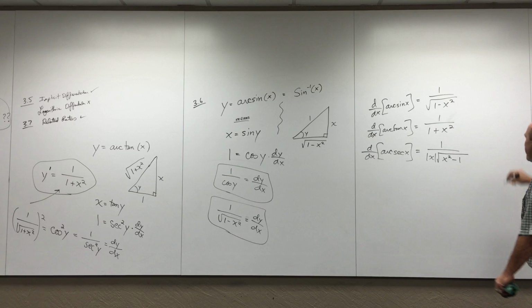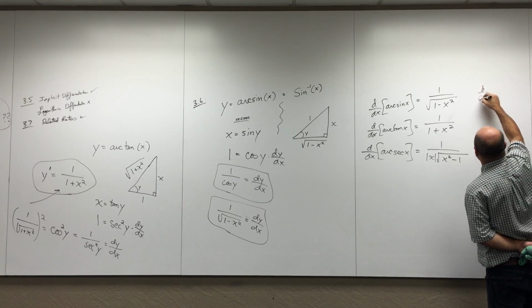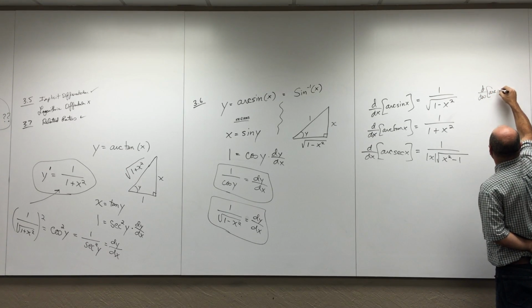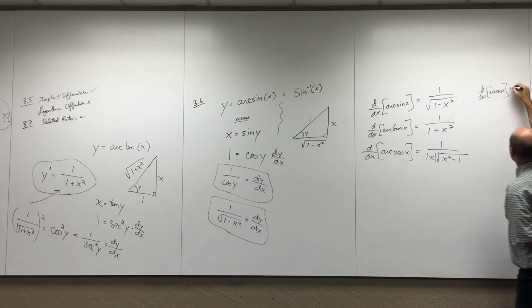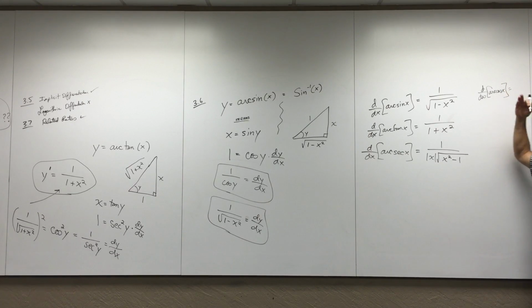So, do I have to write them all down? Maybe I should. I mean, you don't have to do this. They're in your book. But the derivative of arc cosine is the same as arc sine, except it's negative. So it's negative 1 over the square root of 1 minus x squared. You guys okay? The derivative of arc cotangent, again, it's negative 1 over 1 plus x squared, right? It's the same as arctangent, except it's negative.